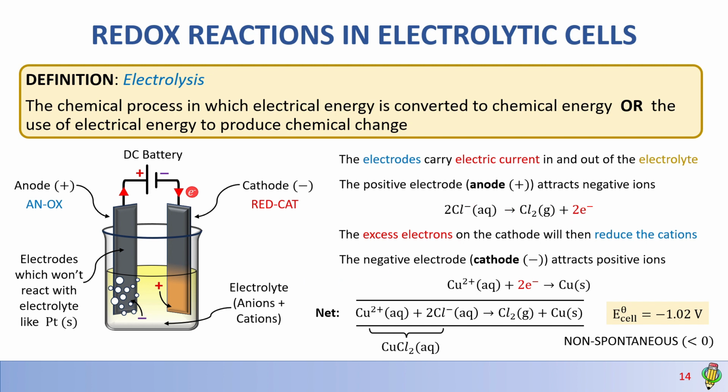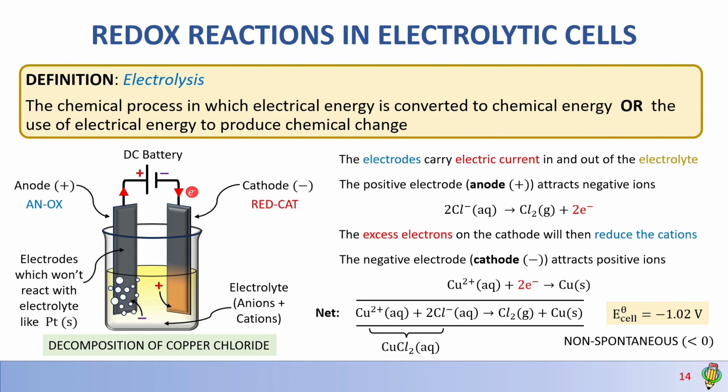On the cathode electrode, we can see a copper metal deposit because copper 2+ from the solution is gaining 2 electrons to become copper solid. This particular electrolytic cell is called the decomposition of copper chloride, which also means the breaking down of copper chloride into chlorine gas and copper solid.